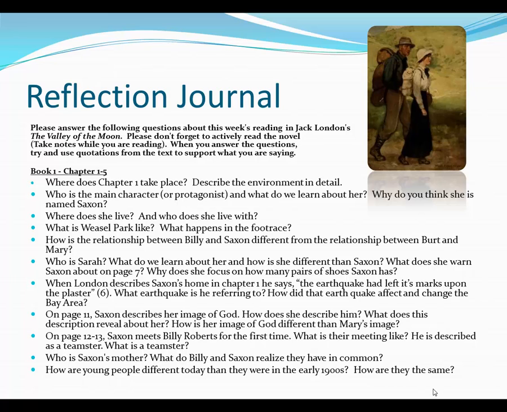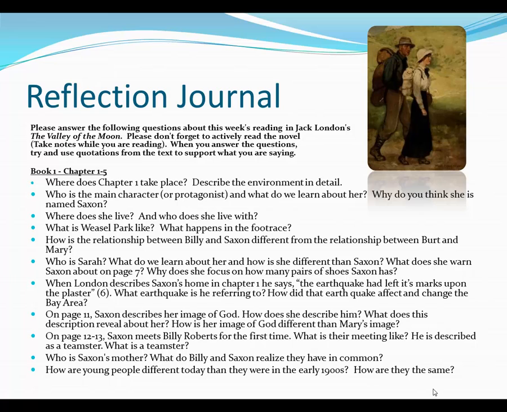Who's the main character or protagonist? This is in chapter 1, and what do we learn about her? Why do you think she's named Saxon? Where does she live, and who does she live with? What is Weasel Park like, and what happens in the foot race? How is the relationship between Billy and Saxon different from the relationship between Bert and Mary? Who is Sarah? What do we learn about her, and how is she different from Saxon? What does she warn Saxon about on page 7? And why does she focus on how many pairs of shoes Saxon has?